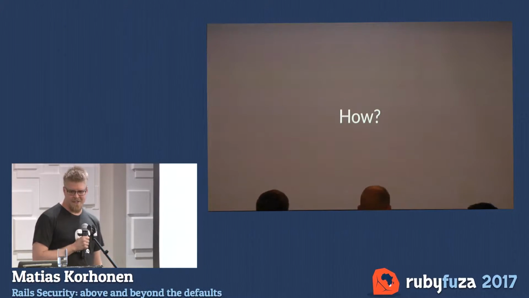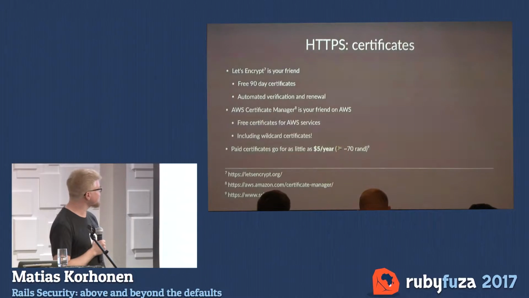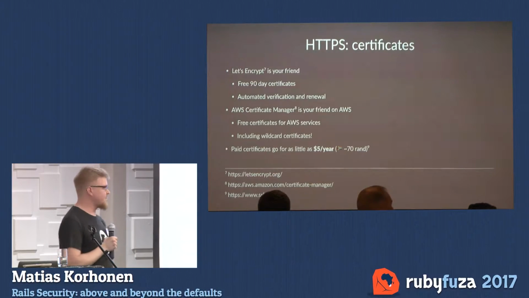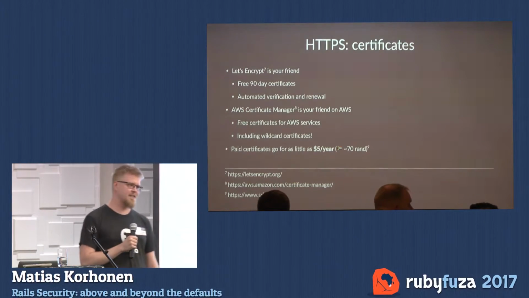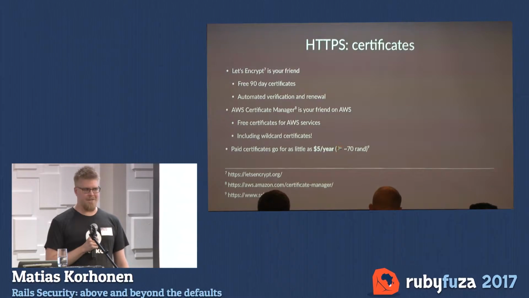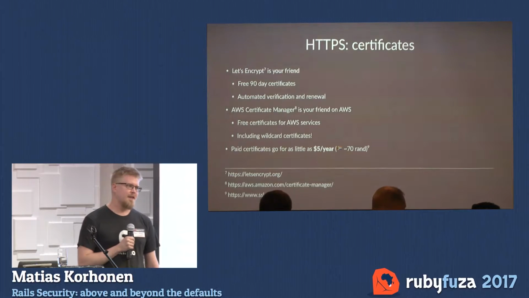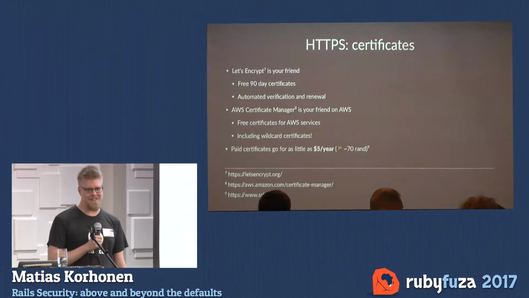So now that you're convinced, how do we go about doing this? Well, first of all, we'll need a certificate. Luckily for us, we can now get a free certificate from Let's Encrypt, or if you're using AWS services, you can get a free certificate there, including wildcard certificates. And even if you get a paid certificate, they go for as little as $5 a year, or about 70 Rand.